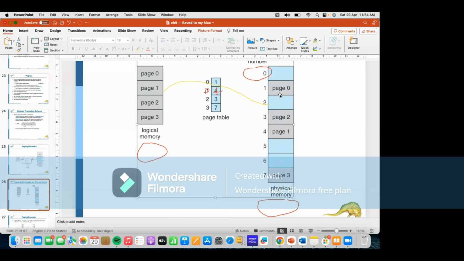Non-contiguous. So can they be accessed easily? How are they accessed? From where can it be accessed? What is the mechanism to access it?